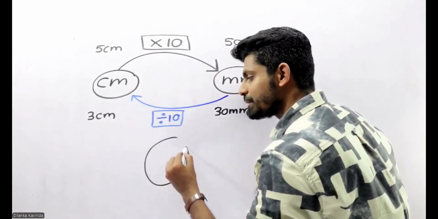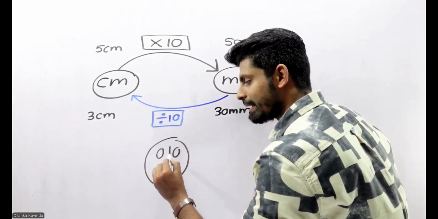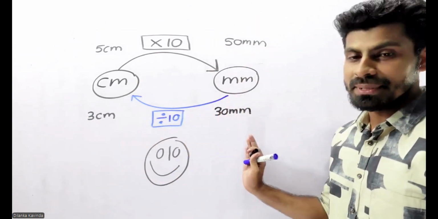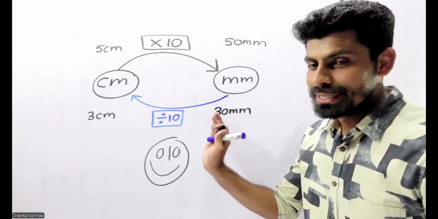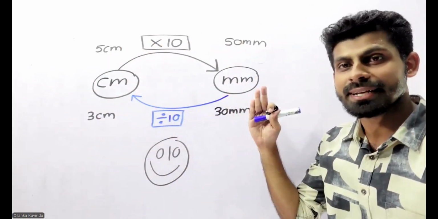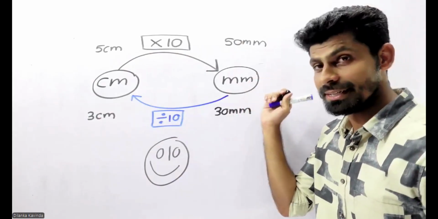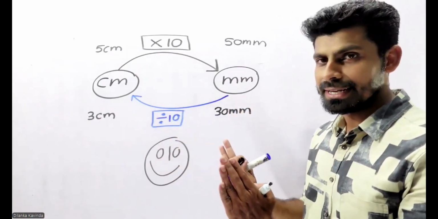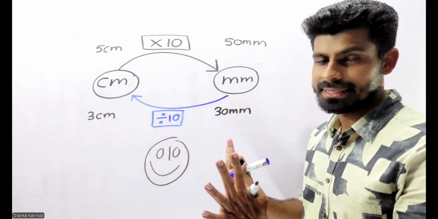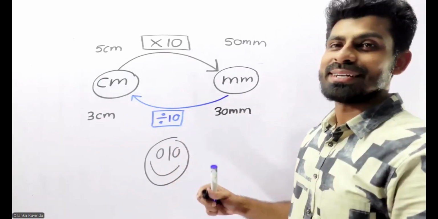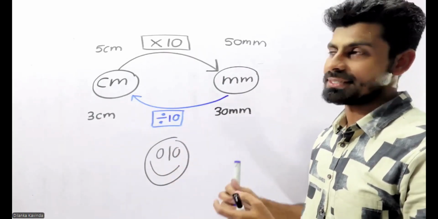So this is the relationship between centimeter and millimeter. If you need to convert centimeters into millimeters, we need to multiply by 10. If you need to convert millimeters into centimeters, we need to divide by 10. Clear? Then we can quickly move to the next one.